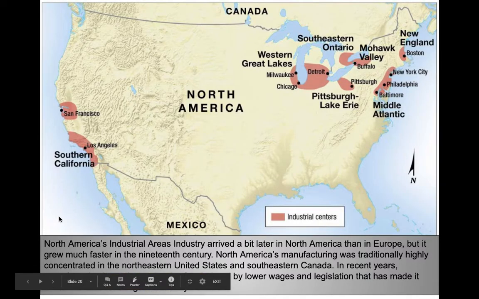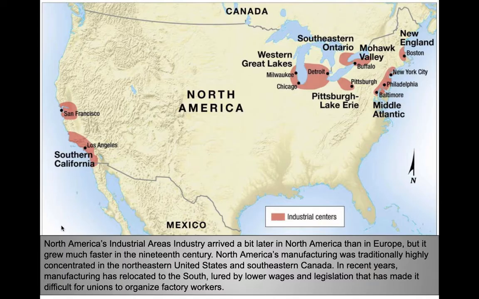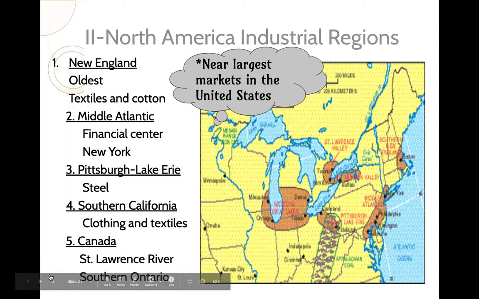All right, here again is a closer look, a large-scale map. First industrial centers, again, New England, Mid-Atlantic, Pittsburgh, and now recently Southern California, Canada, the St. Lawrence River. These regions aren't as important anymore as industrial centers. Most of our industry has relocated to the south or to California or abroad.